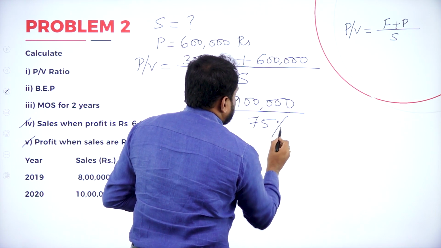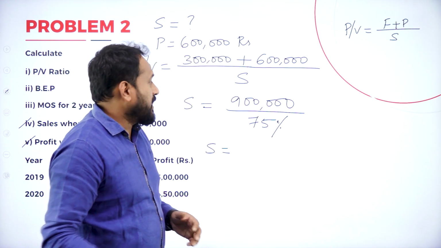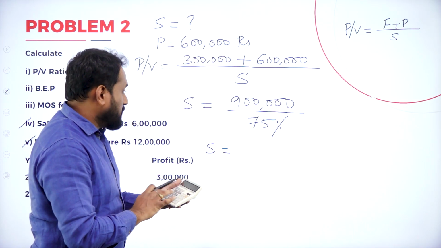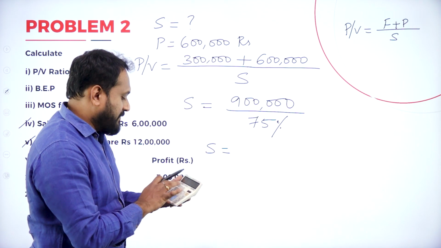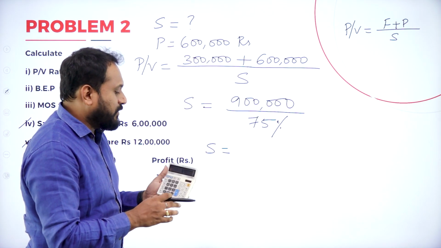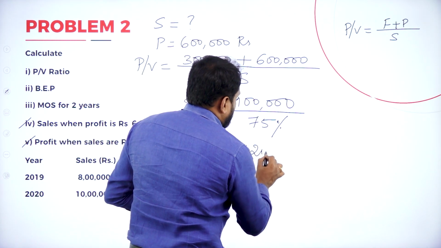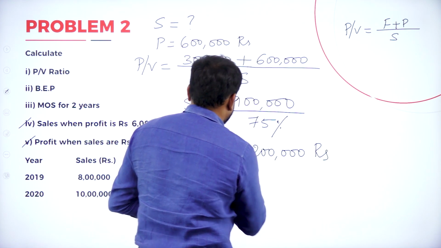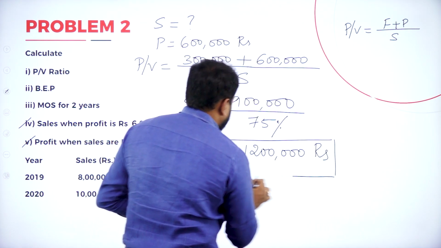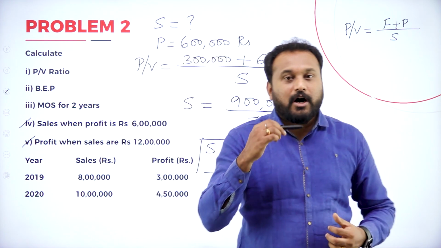PV is 75%. Now S is equal to 9,00,000 divided by 75%, again using your calculator. We got 12,00,000 rupees. Understand? S is 12,00,000 rupees. So this is how you will calculate sales. Now students, I'll be giving you homework on how to find profit.